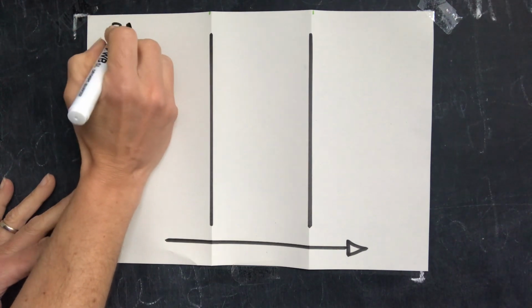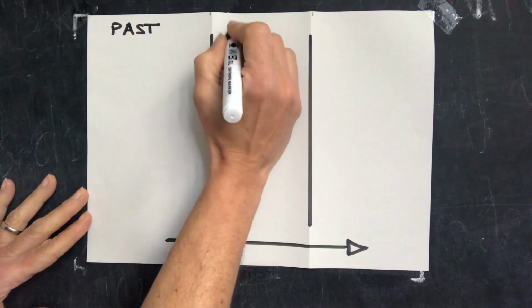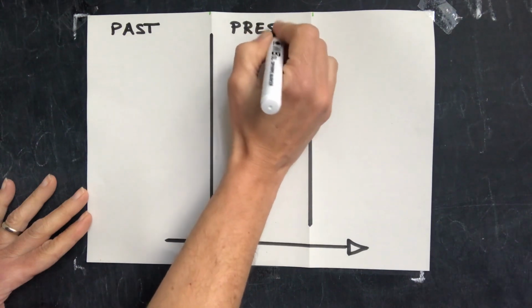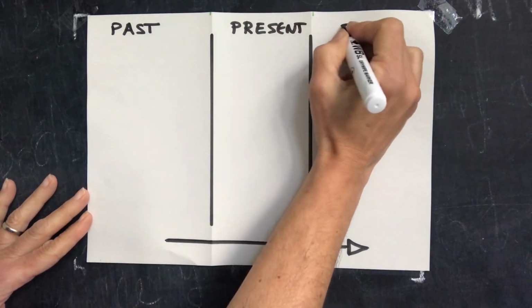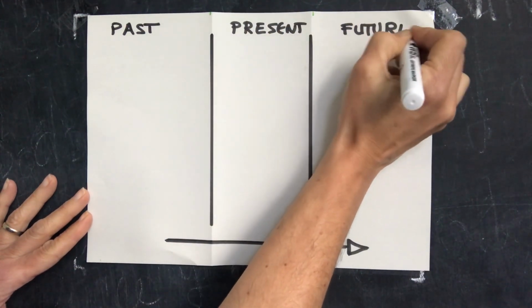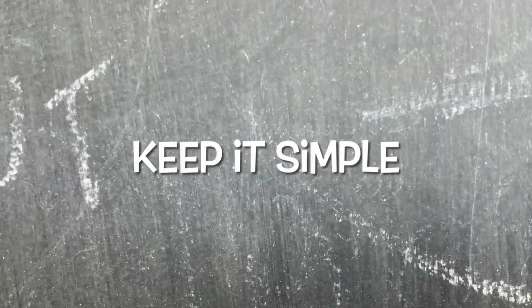Past, present, and future. We will keep it simple. How? Just conjugating the 3 tenses as a yo.